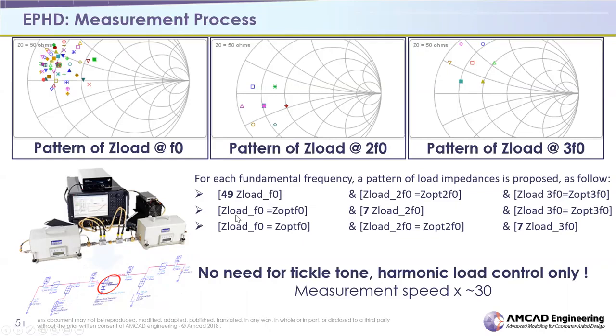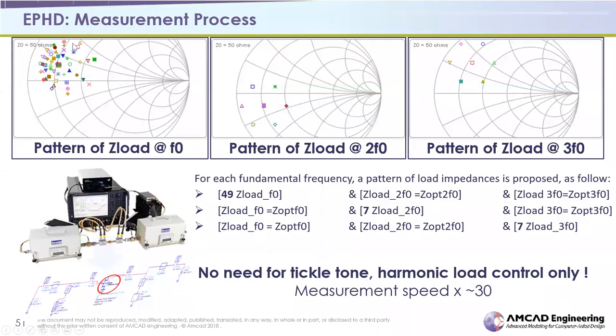That's why we call it Z reference. We use a reference impedance instead of optimum impedance. So we do a circle pattern around this reference impedance. Same thing for 2F0 and 3F0, there is some freedom. We can do either a pattern around the reference or we can do a 360 around the Smith chart, it does not matter. The only point that is important is we need to measure at the reference.